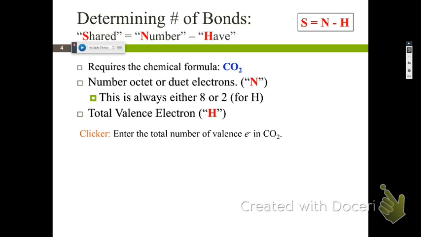Okay? So let's go ahead and do this with carbon dioxide. We're going to need to do a few questions to build up to it. So let's first start out. What are the total number of valence electrons we have in carbon dioxide? Go ahead and click in your answer. Once you click it in, you can check with your neighbor. What do you think we have?